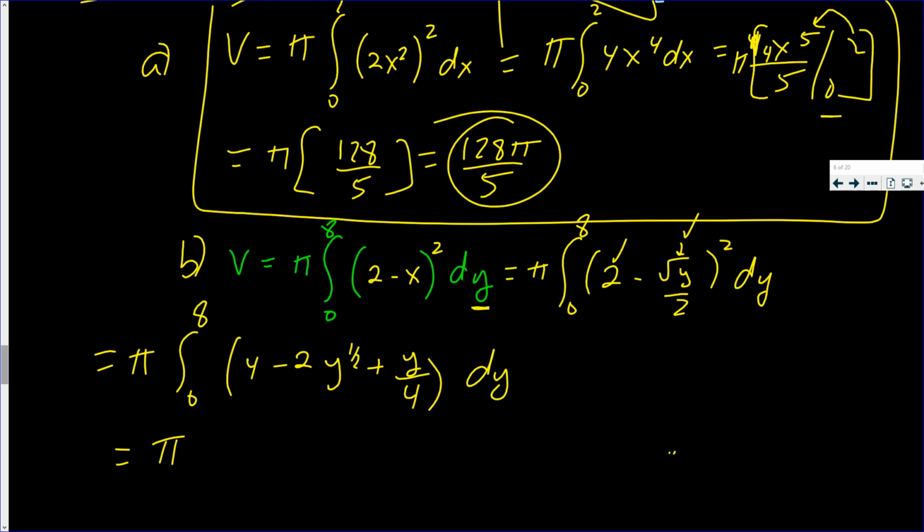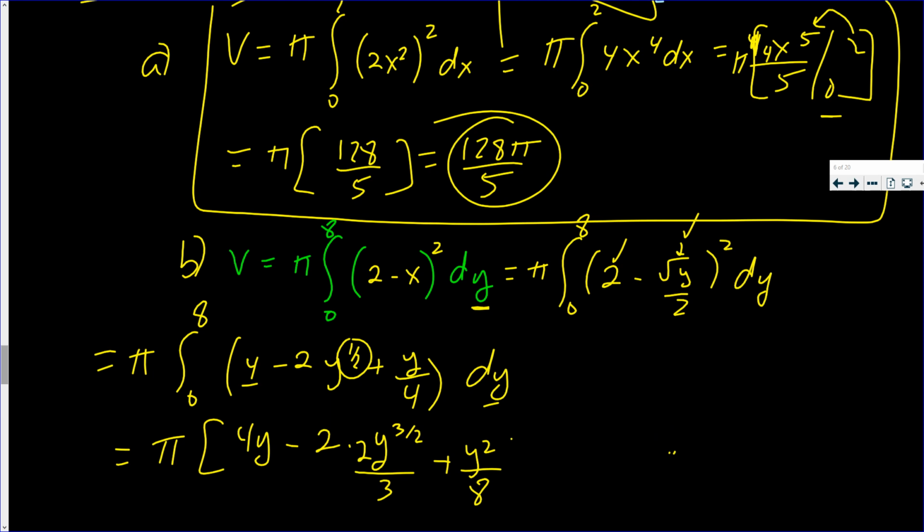Okay, so the integral of 4 with respect to dy is 4y minus 2. You add 1 to that power, you get y to the 3 halves divided by 3 over 2, plus y squared over 2. So 2 in the bottom times the 4 already in the bottom. This goes from 0 to 8. Okay, let us see what this gives us.